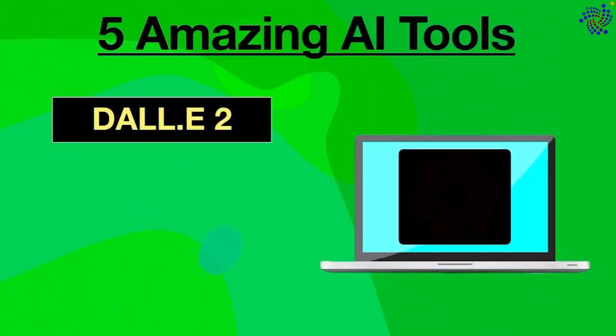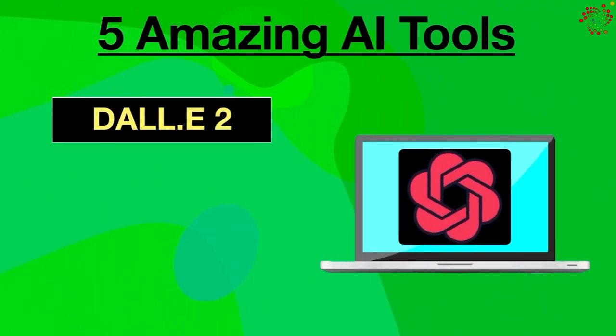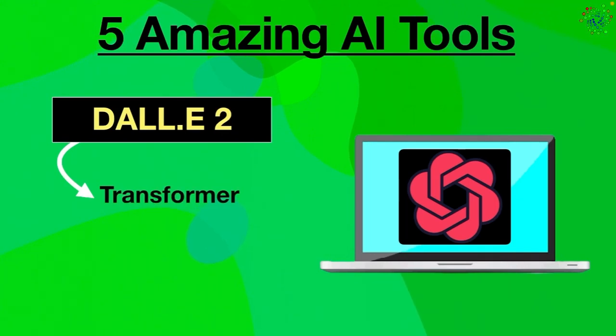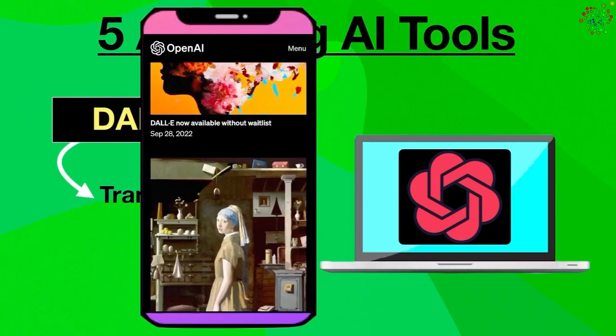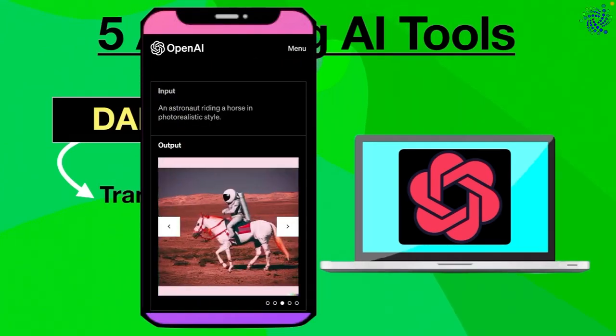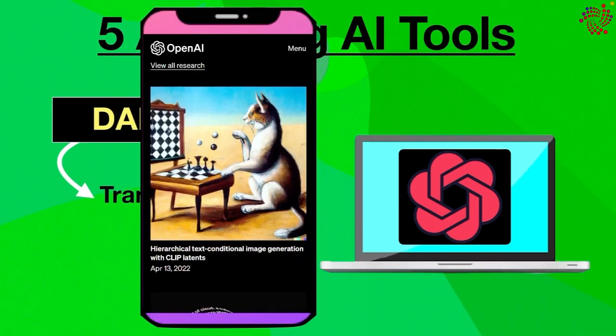DALL-E 2. It's an OpenAI product. It's a computer program that also uses artificial intelligence to generate images from the text descriptions it takes. It's a more advanced version of the original DALL-E program. It uses a technique called transformer, which allows it to understand and respond to human language and images more accurately. DALL-E 2 is used to generate a wide range of images. For example, it can be used to generate realistic images of objects, animals, drawings, and paintings that don't exist in the real world.